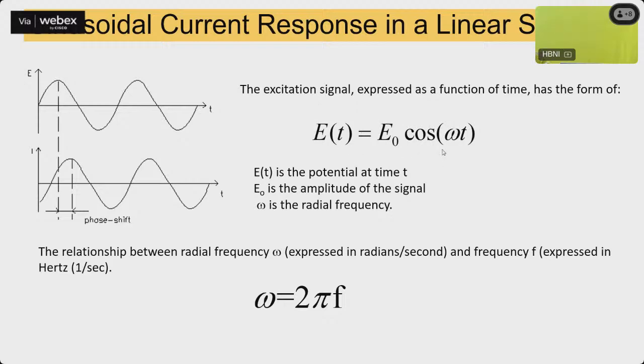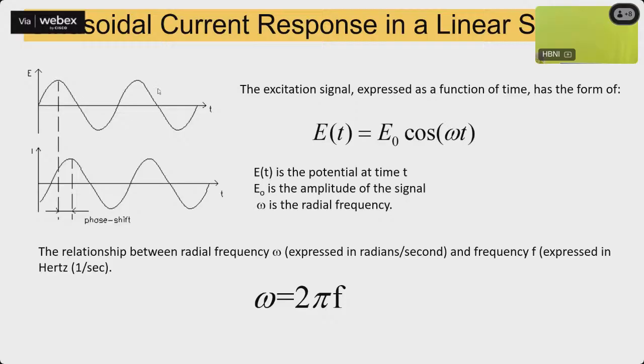Oh, sorry, this is written as cos, but it is sine. So E0 sine omega t. So E(t) is the potential at time t. E0 is the amplitude of this particular signal, and omega is the radial frequency. And omega is equal to 2 pi f, where f is the frequency expressed in hertz. Hertz is nothing but per second. So this is the sinusoidal current response in a linear system.